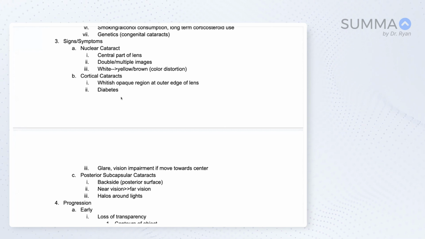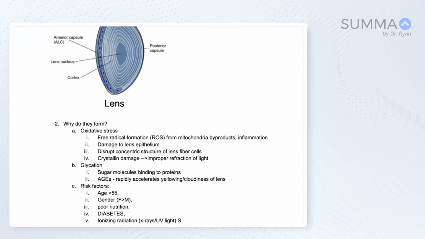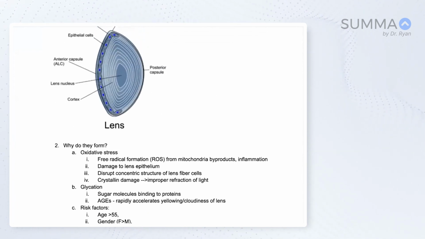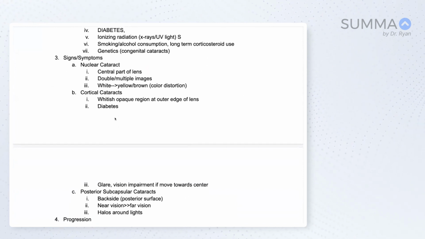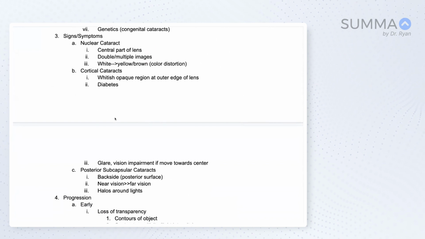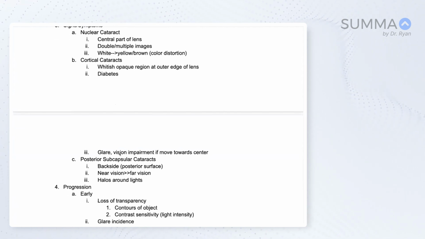Cortical cataracts, these are cataracts that occur more in the cortex on the outside, right? Those tend to occur with diabetes. You'll see these whitish opaque regions at the outer edge. They may not necessarily cause a lot of vision disturbances. They only do so until you get multiple opaque regions, and they move towards the center. So it takes a little bit longer, but certainly not something that we want anyway. And glare is a big issue with cortical cataracts, as opposed to double or multiple images.